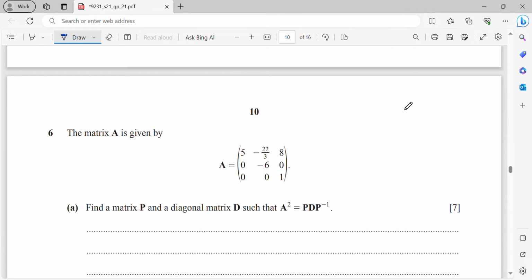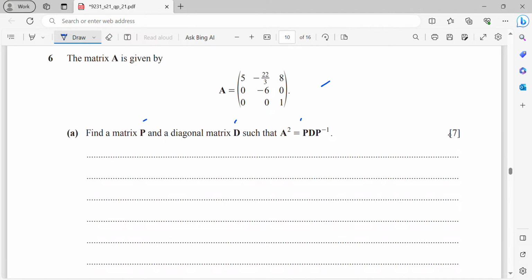Okay, now question 6. The matrix A is given by this. Find the matrix P and D such that A squared is PDP inverse. So now here we need to get the eigenvalues and eigenvectors before we get the matrix P and D. First of all, I have to refer to the characteristic equation: determinant of A minus lambda I equals 0. So all the diagonal values must be minus lambda.